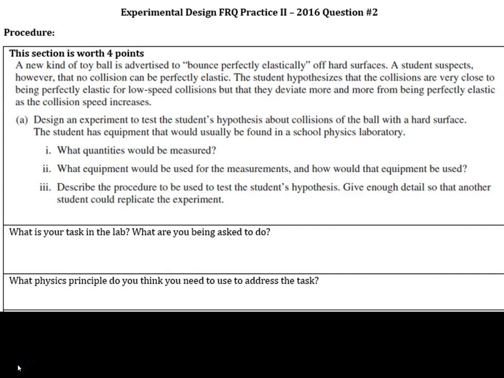This is a free response question from 2016. It was question number 2. There's a copy of the free response question and the scoring guide in the Schoology folder. So when we look at this part of the problem, this whole section, part A, was going to be worth 4 points.